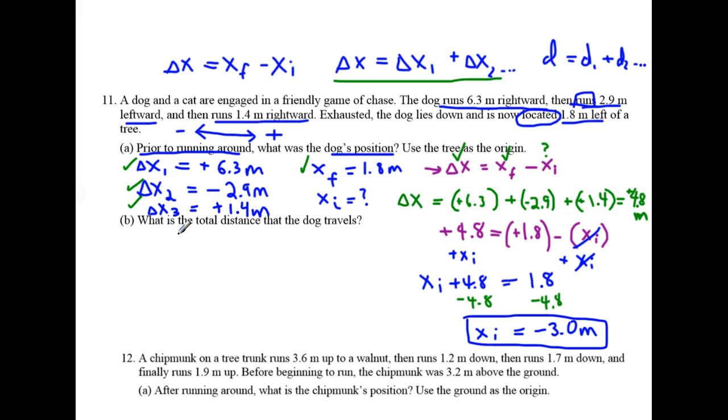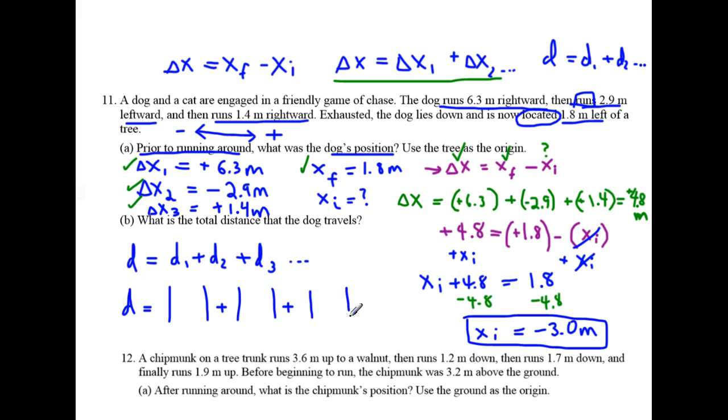Part B, what's the total distance the dog travels? Well, the total distance, you take the first distance plus the second, plus the third, dot, dot, dot. We only have 3 in this case, so you add those distances up. And remember, distance can only be positive, so I'm taking absolute values. The first distance the dog traveled was just 6.3 meters.